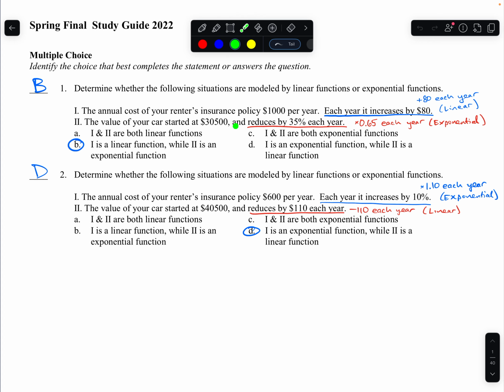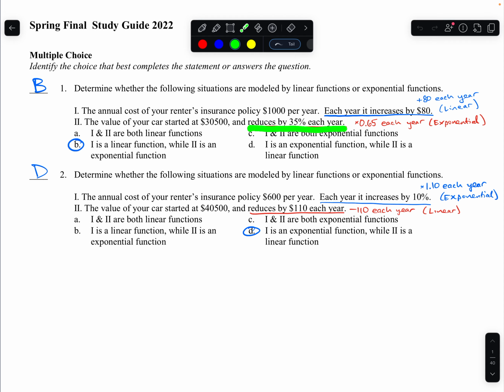Scenario 1 says that our annual insurance policy costs $1,000 a year, and each year it increases by 80. That means you're adding $80 to the cost of the policy each year. So next year it would be $1,080, and the next year it would be $1,160. It's going to form an arithmetic sequence where you're adding from term to term, and that means it's a linear function.